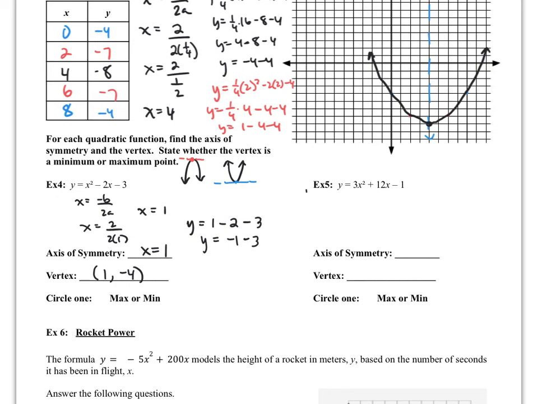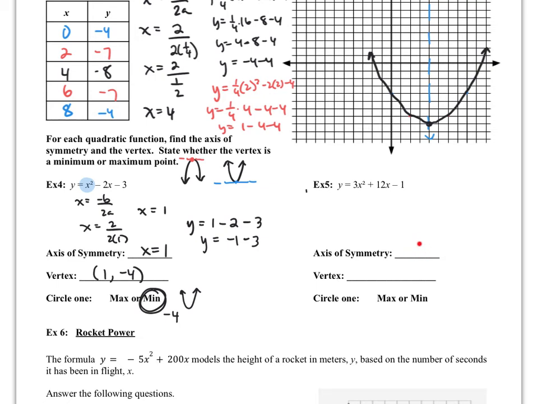Now for the maximum or the minimum, I'm going to take a look at my a value, which was positive 1. Since it's positive, that tells me it's going to be an upward-facing parabola, which means there's no limit to how high it goes, so it can't be a maximum. But there is this bottom part here, so it is a minimum value. And the minimum value, not that it's asking for this here, would be just the negative 4 part.